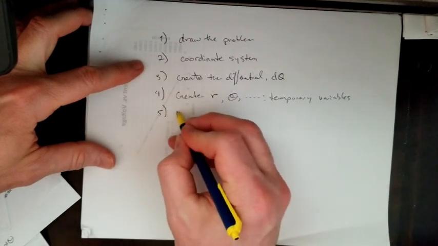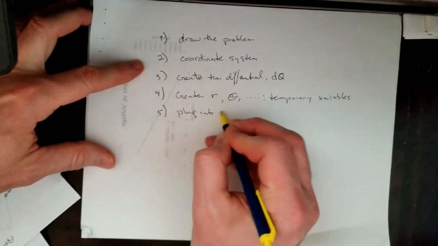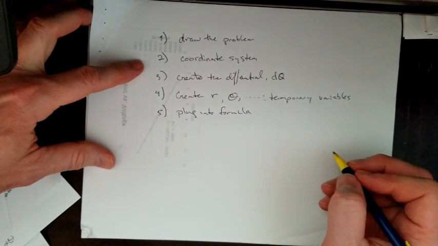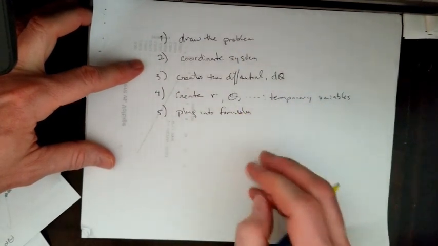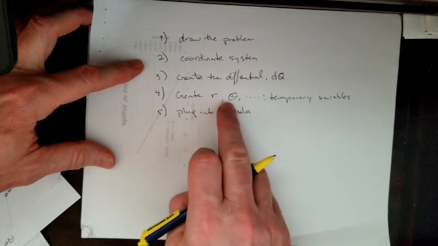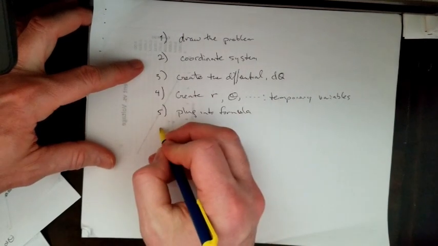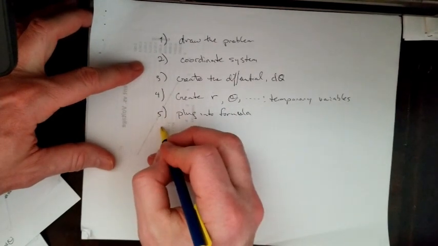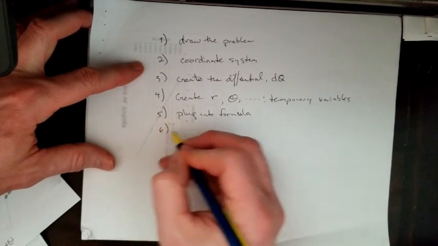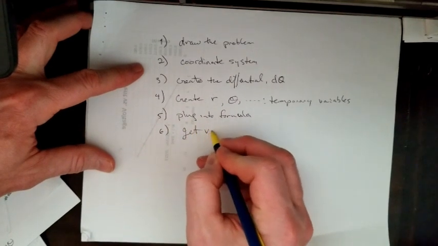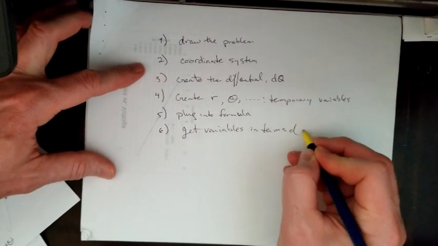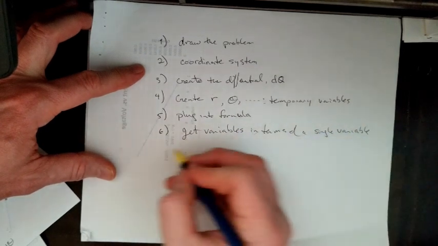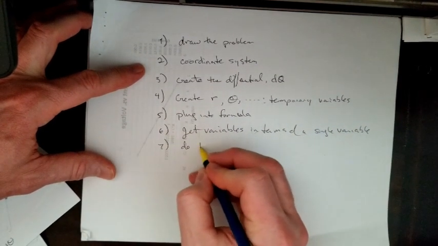Step number 5, plug into formula. And don't forget, if you're finding force or electric field, angle definitely becomes critical, unless you can argue it away by symmetry arguments, as they do in some cases. And then get variables in terms of a single variable. And then step 7, do the calculus.